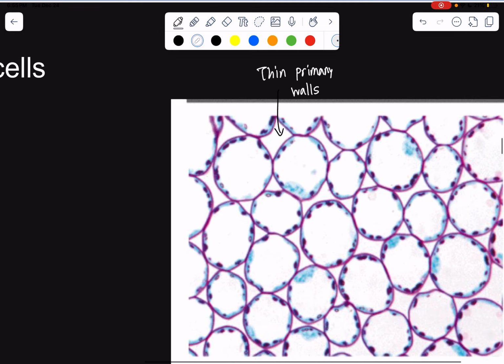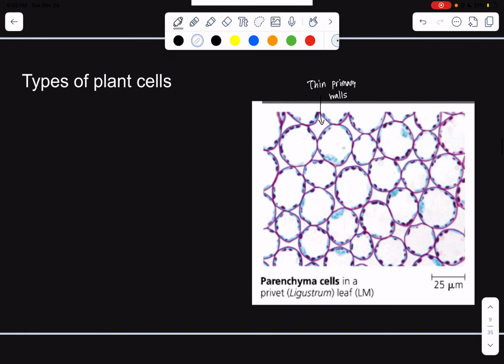So remember that a central vacuole is a common organelle in plant cells. And the central vacuole helps act as a storage tank of sorts. So it could store toxins, it could store food, it could store water. It can just really act as a storage tank for whatever the plant needs.